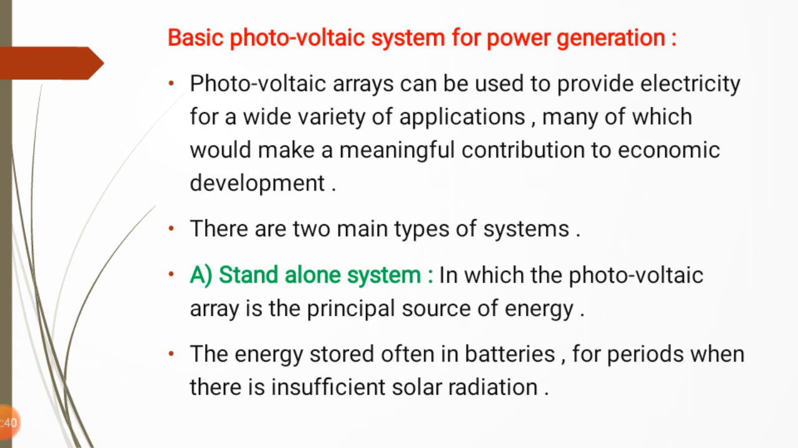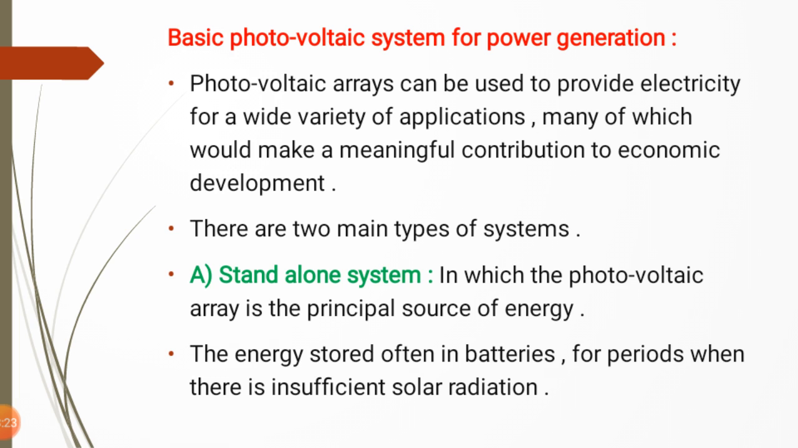There are two main types of photovoltaic systems for power generation. First is the standalone system and second is the grid connected system. In the standalone system, the photovoltaic array is the principal source of energy. In a standalone system, only the photovoltaic array is the main source of energy, and in the grid connected system there is another source. The name standalone indicates that it has only one principal source of energy, which is the photovoltaic array.